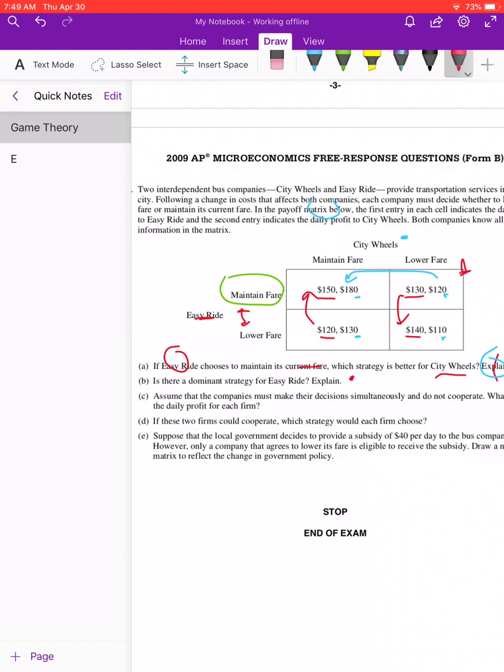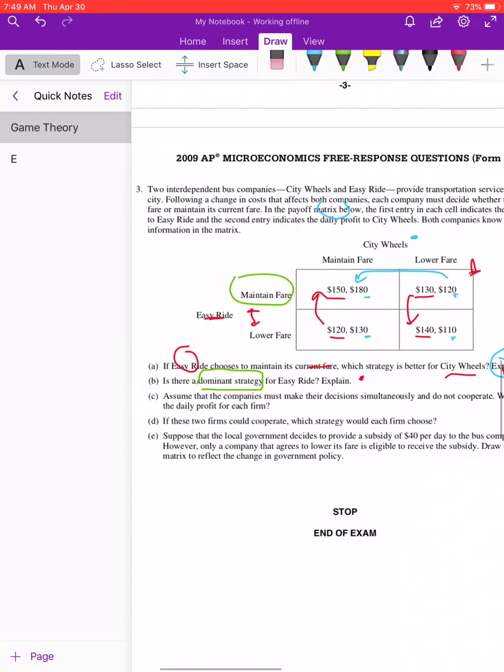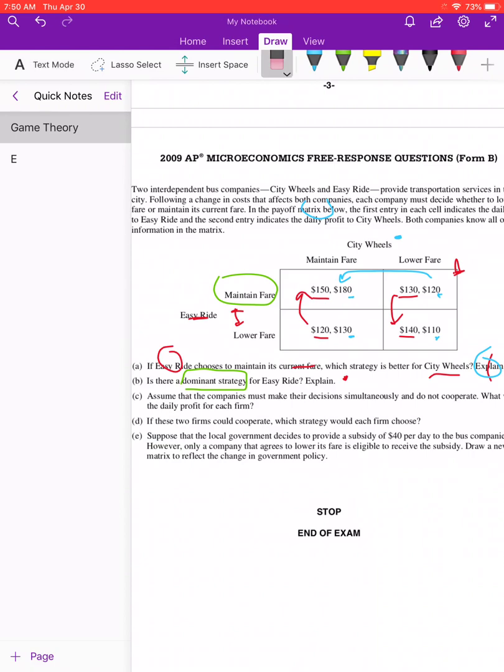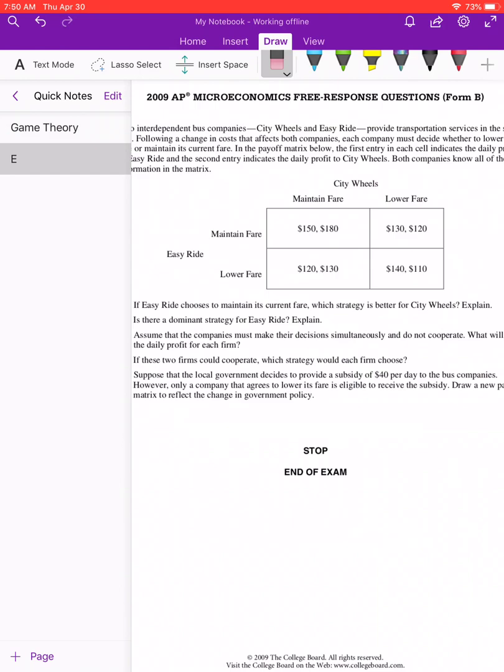Remember, the definition of dominant strategy is that the company will choose the same outcome no matter what every time, without regard to what the other side does. So dominant strategy is very likely to come up on the AP exam. Okay, so letter C then says, assume that the companies make their decisions simultaneously and do not cooperate. What will be the daily profit for the firm? Okay, so with not cooperating, that means that we are looking at the max-min strategy.